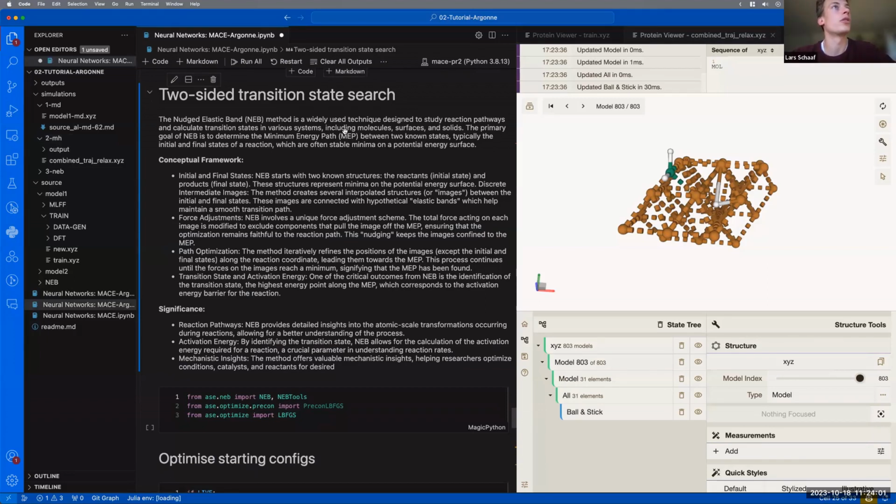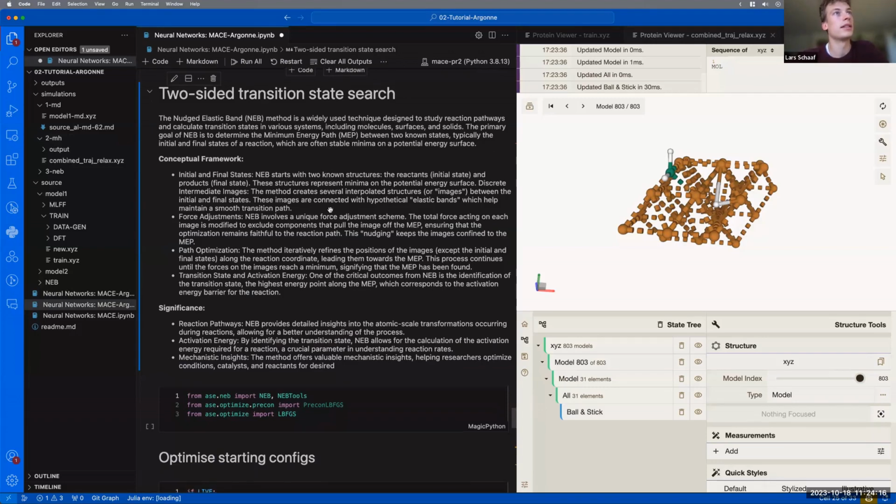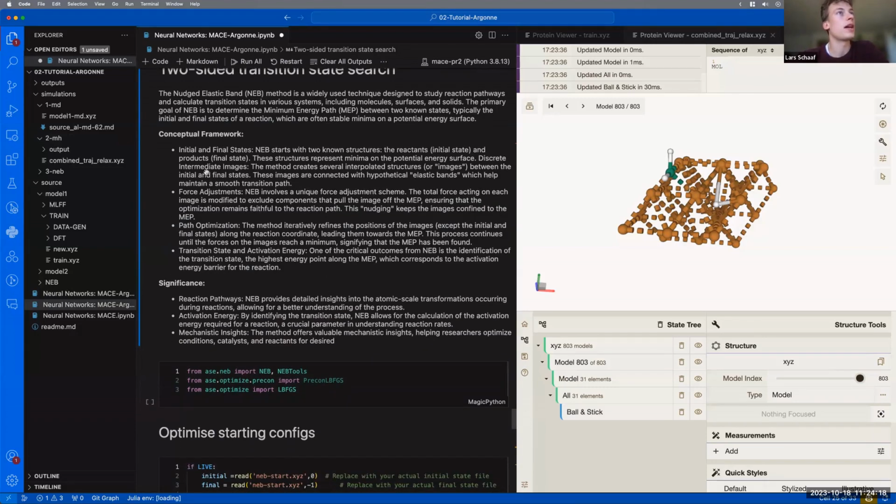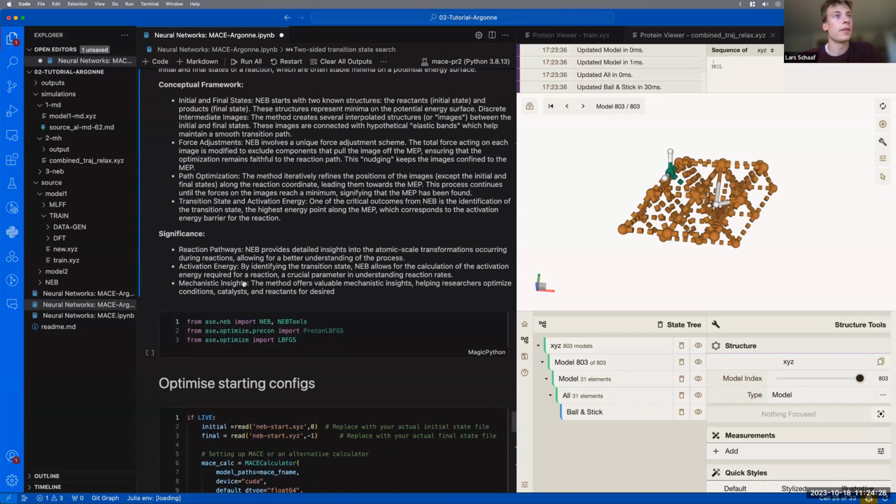In this case, we're going to show the nudged elastic band method. This is a two-sided transition state search. So we have two minima, we connect them with a path, and then we minimize this path. That's what I talked about earlier in the presentation. You have initial and final states, you connect them with this kind of elastic string, and then you geometry optimize the string. A few more details are here.